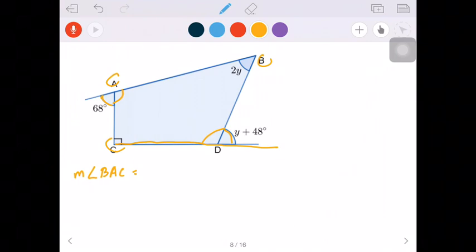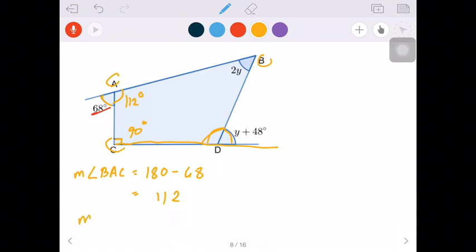Since we know that these two are linear pairs, the formula for that would be 180 minus 68 degrees, which will become 112. That's angle BAC. Now take note that this symbol here means that that is a right angle. So that's 90 degrees. Now we are left with this angle here.